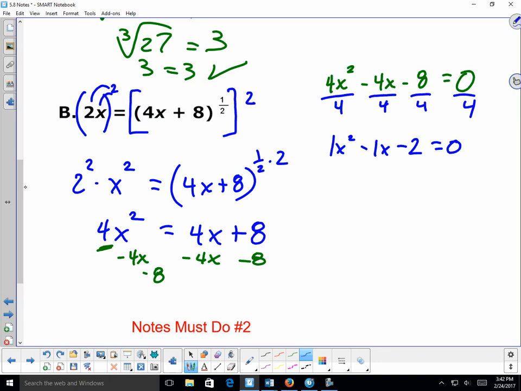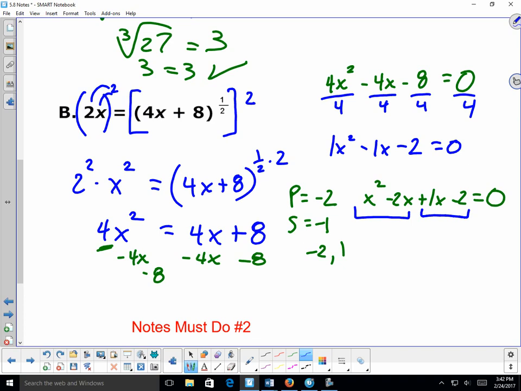Is this factorable? Well, let's check. The product equals negative 2, and the sum is equal to negative 1. And so the two numbers that would work would be negative 2 and 1. I think that sounds okay. So I'm going to do x squared minus 2x plus 1x minus 2 equals 0. And we're going to factor by grouping. So I can factor out an x, and I'm left with x minus 2. And I factor out a 1, and I'm left with x minus 2. So I end up getting x plus 1 times x minus 2 equals 0.